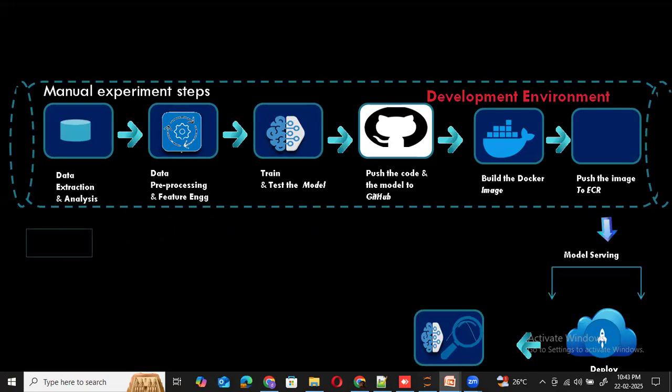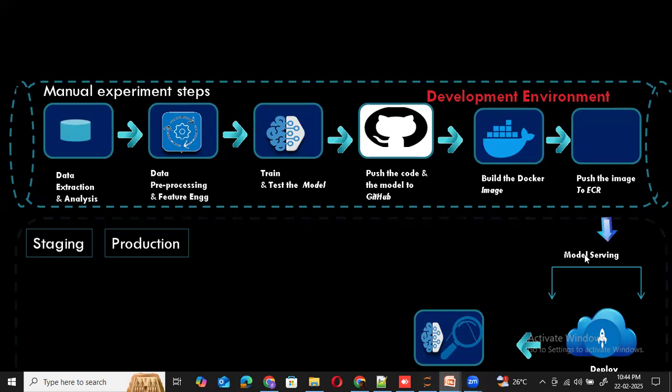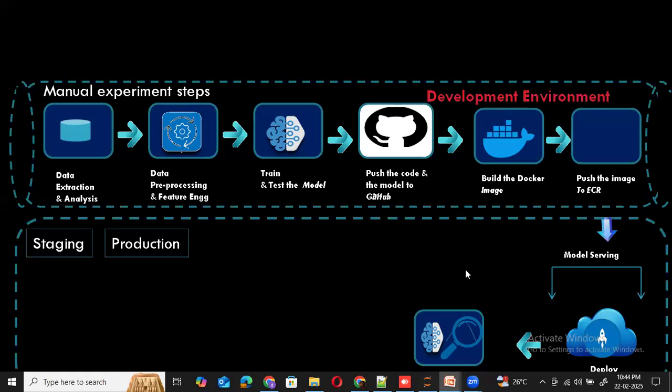This is the traditional way of doing the deployment. You extract the data, pre-process the data, do the feature engineering, train and test the model, evaluate the model, and push the code to GitHub. Then you build the Docker image and push the image to ECR in the case of AWS. Then you serve the model to your endpoint in your AWS, Azure or GCP environment, and then you monitor it. There is no CI/CD.